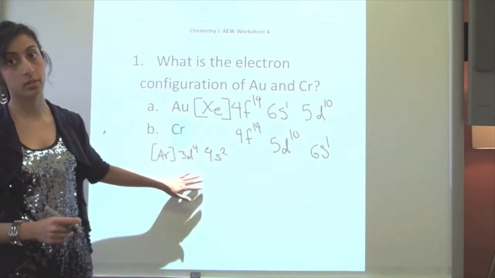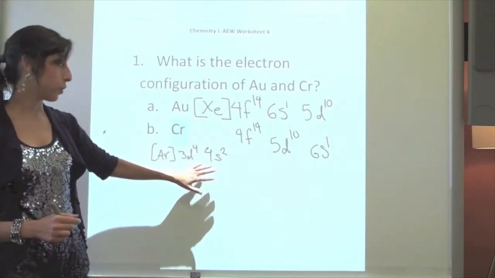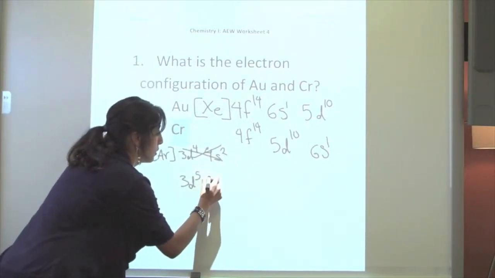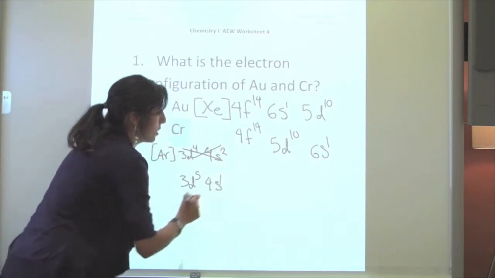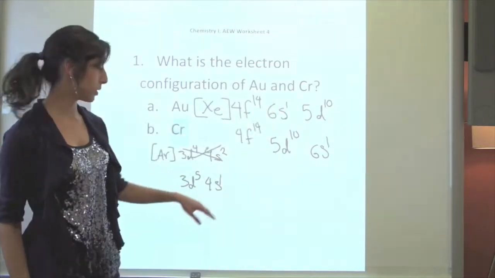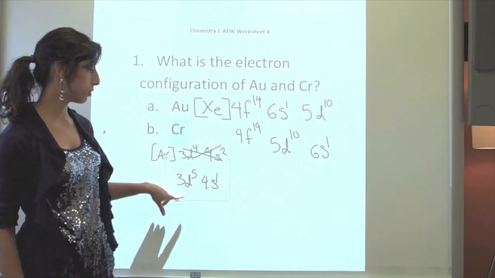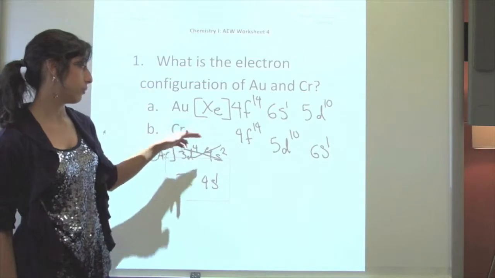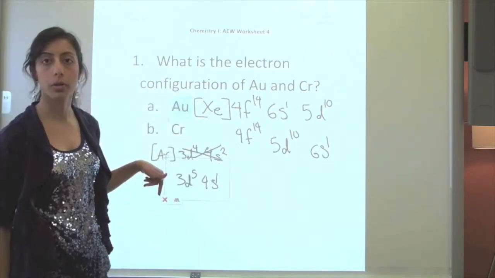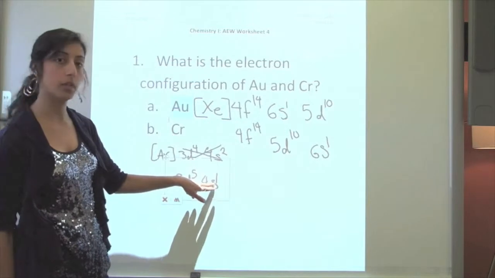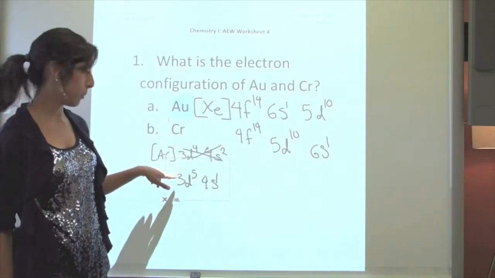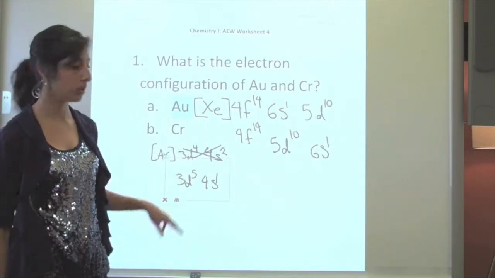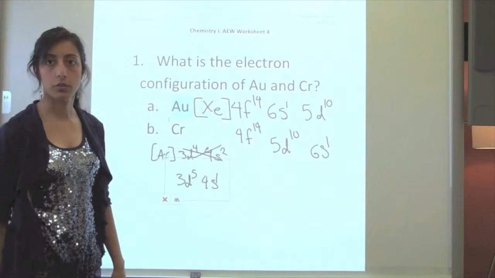This is what you might think is the actual configuration for chromium, but the correct version would be 3d5, 4s1, and for exactly the same reason that we had gold. Once again, this is a half-full orbital, and so is this one. So it's going to be much more stable than a full and a partially full orbital. So once again, we take one of the electrons from the s orbital and put it into the 3d5, into the d orbital. So this would be the correct configuration for chromium.